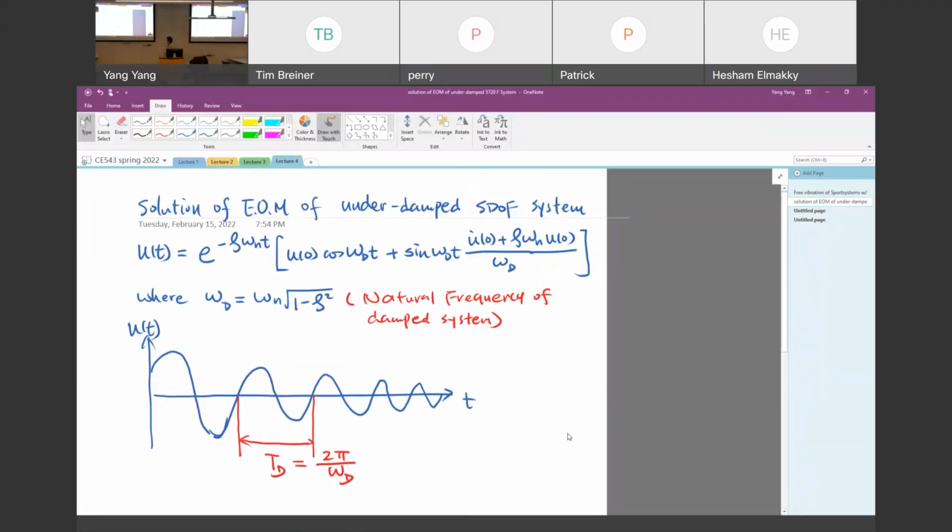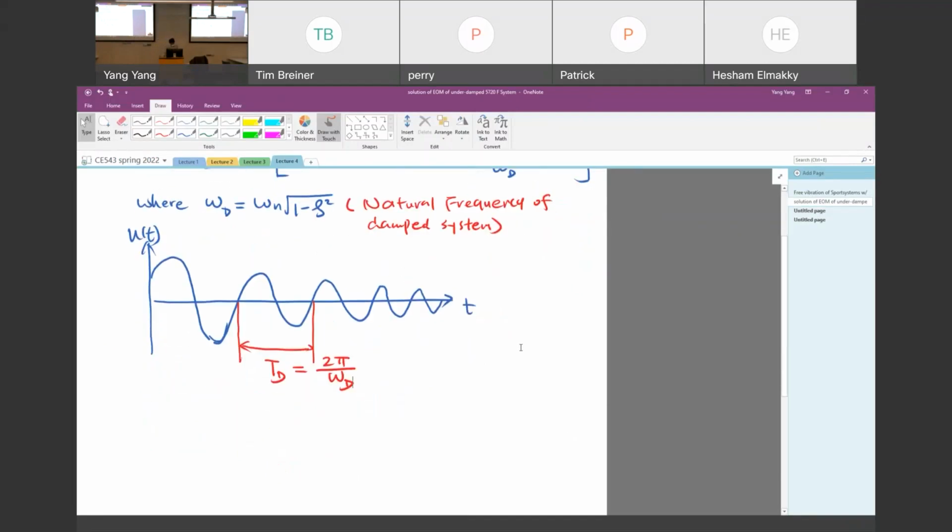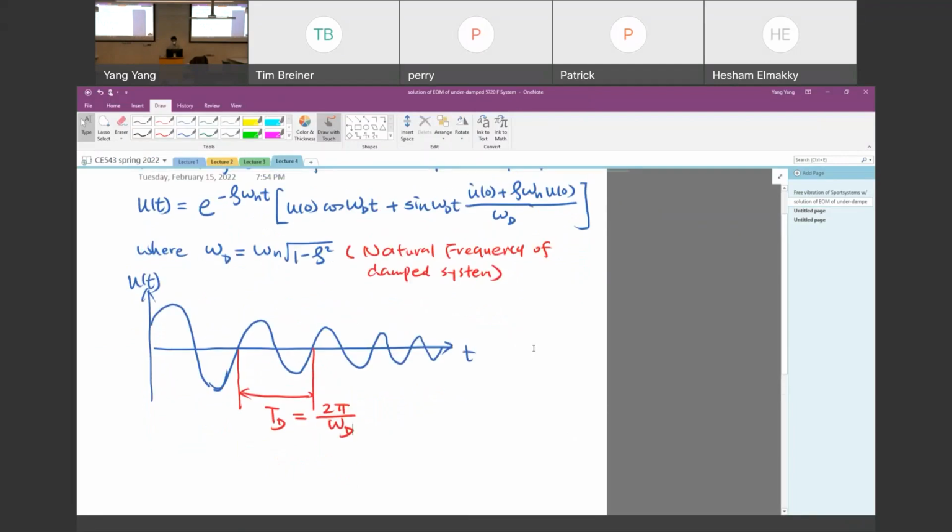So if you plot that function using Excel or MATLAB, you should be able to get the same plot as we show here. So any questions up to here?